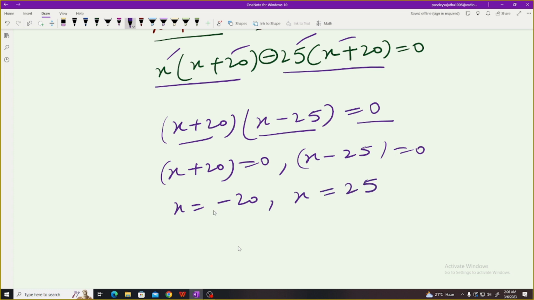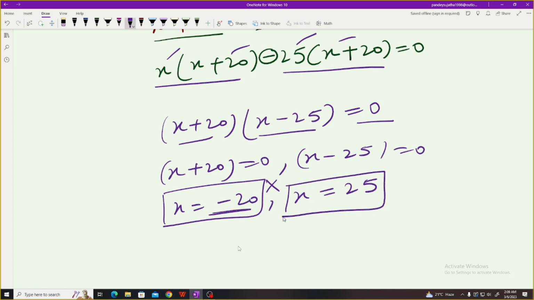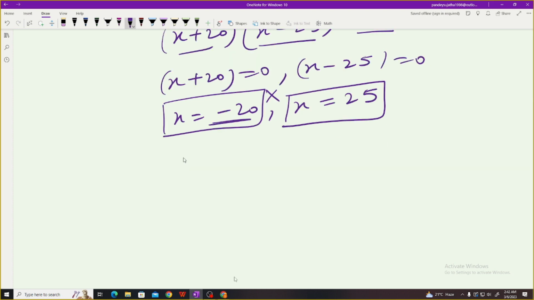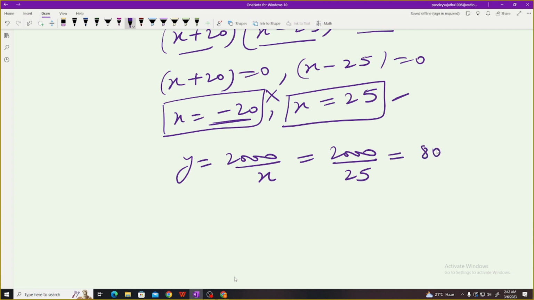Since the number of students can't be negative, we will ignore x is equal to minus 20 and we take x is equal to 25. So the number of students are 25. Y will be equal to 2000 upon x. So it is 2000 upon 25, which is equal to 80 rupees. Now here we need to find how many students attended the picnic.